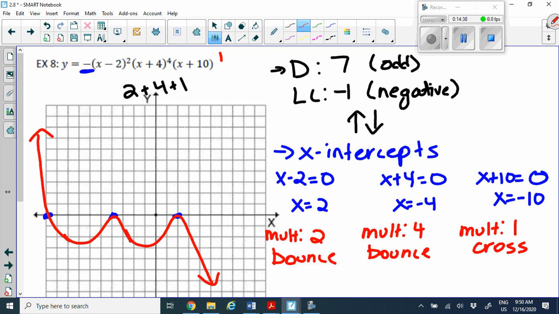And did I do this correctly? Yes, because I can notice that I should have an up and down arrow, and there's 2 bounces and 1 cross.